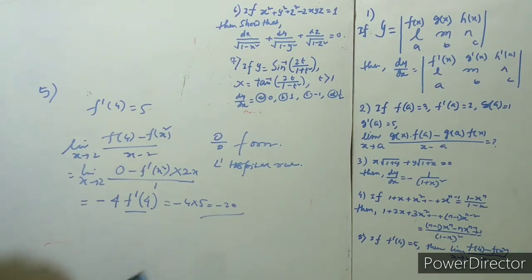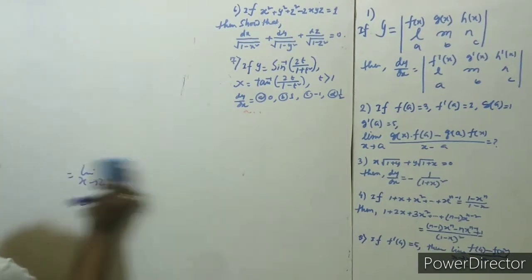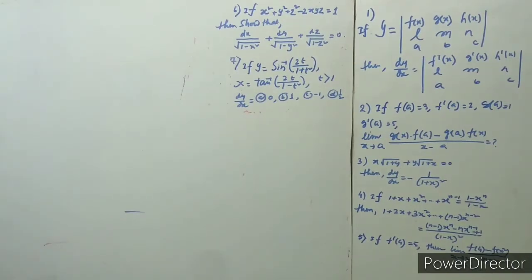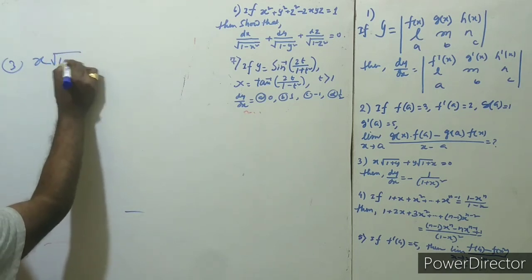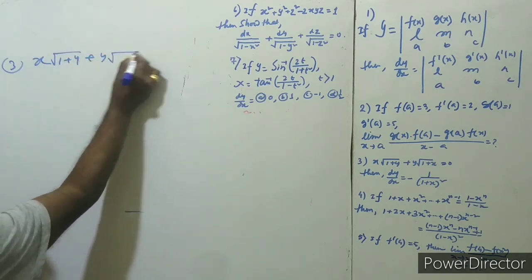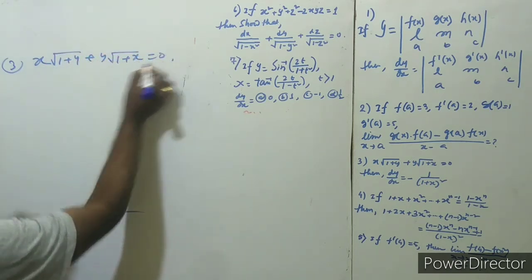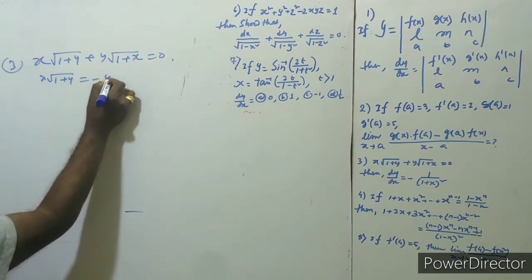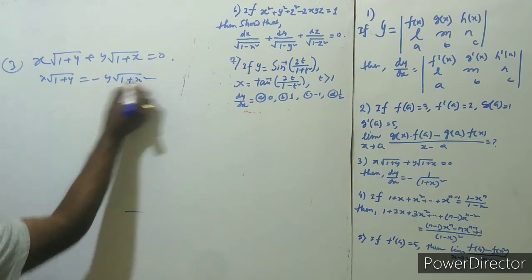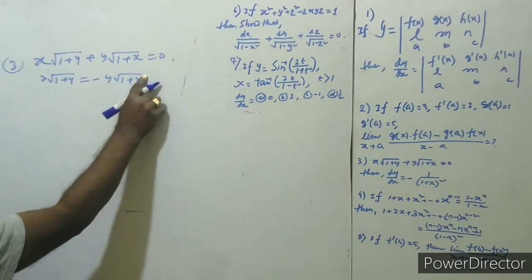Okay, see. Now for question number 3. Here this is x root of 1 plus y, plus y root of 1 plus x, equal to 0. So squaring actually needs to be done to simplify. So this is like this. So we can find a factor.